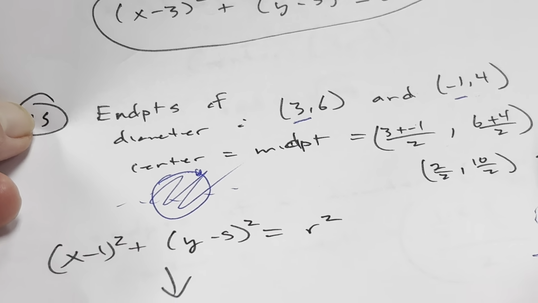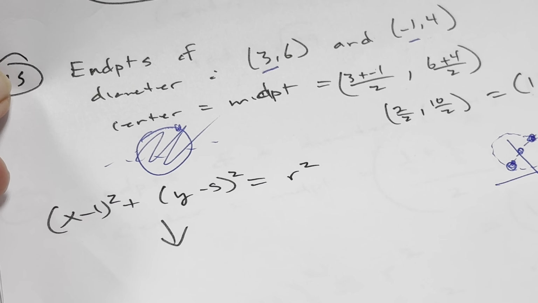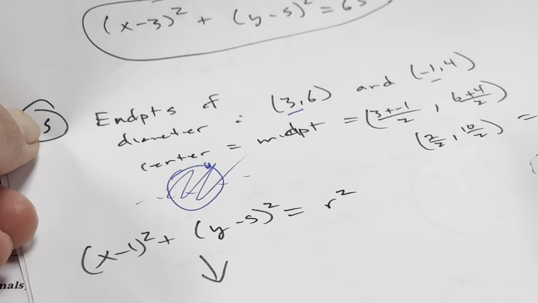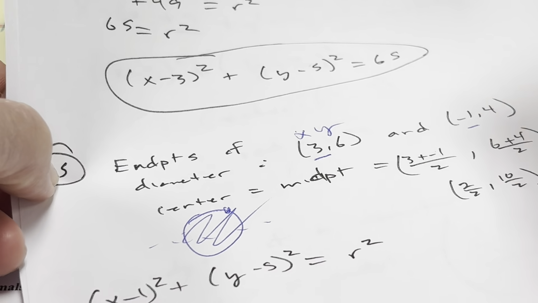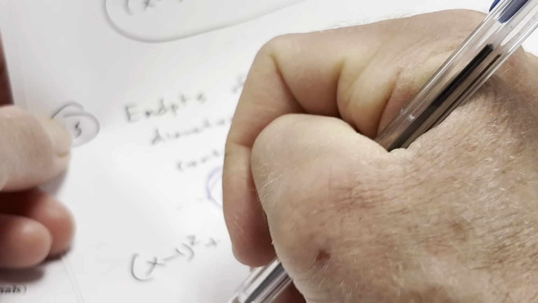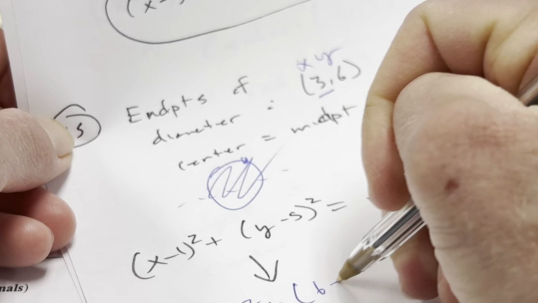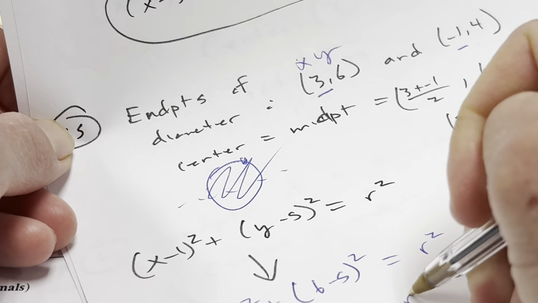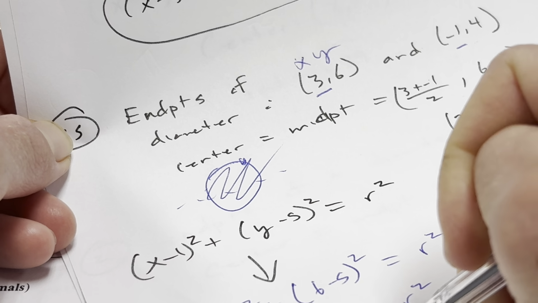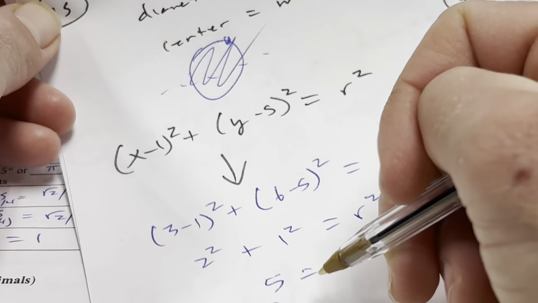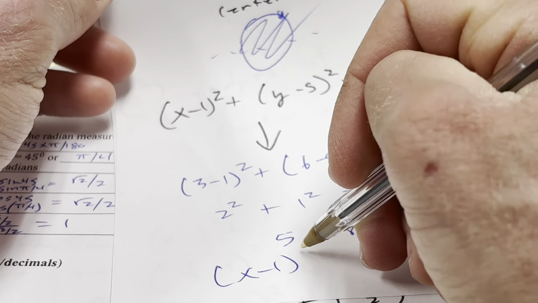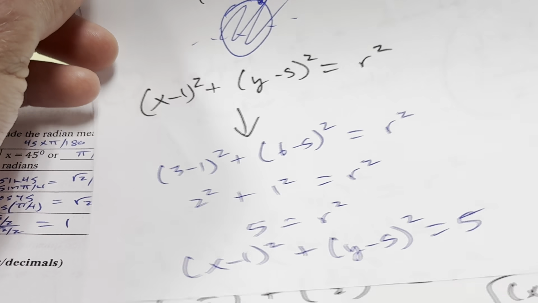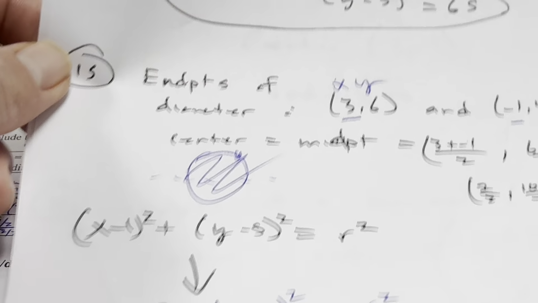And then it's just like the above question. I have choices, though. So it definitely passes through 3, 6, and it also passes through negative 1, 4. So I'm going to choose this one as an x and a y value. All right, 3 minus 1 squared plus 6 minus 5 squared is equal to r squared. 2 squared plus 1 squared is r squared. 5 is equal to r squared. X minus 1 squared plus y minus 5 squared is equal to 5. Cool.